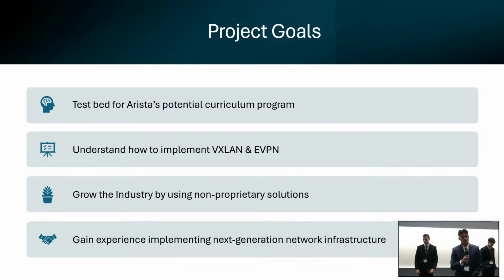I'll start off by going over our project goals. Our program director and Capstone advisor have been going back and forth about potentially implementing a VXLAN and EVPN curriculum into the CNIT program. So as a group, we want to be the test bed for this potential program, seeing how well we react and understand these new technologies. That being said, we also want to learn and understand how to implement VXLAN and EVPN. Next, we want to grow the industry by using these non-proprietary solutions. This is the direction that the industry is heading towards, and we want to be at the forefront of that. And lastly, we want to gain experience by using next-generation network infrastructure, as these are tools we may need to use in the future.